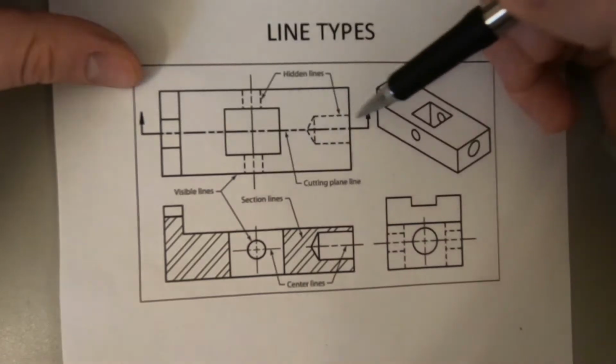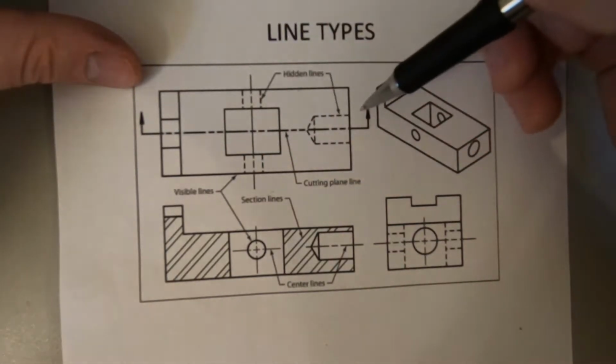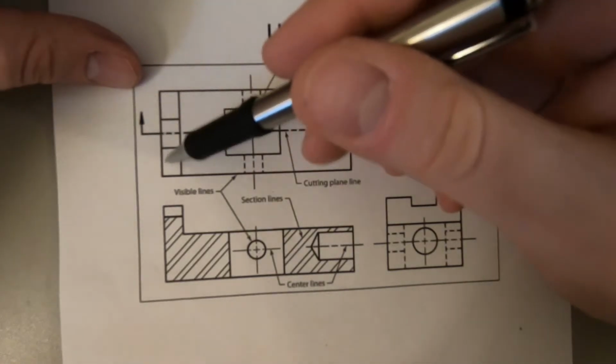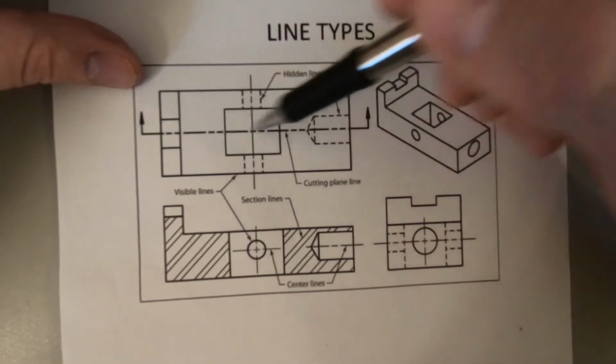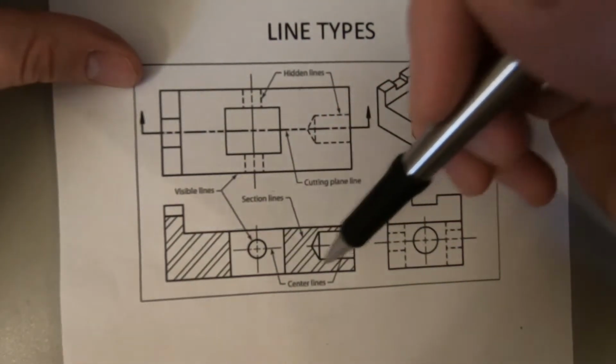This kind of dot dash scenario here with these arrows, it's a cutting plane line, and its purpose is to show you where they're going to do a cut, to show you in a different view what that looks like with that cut.